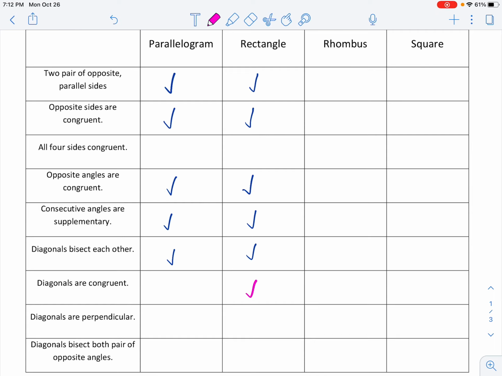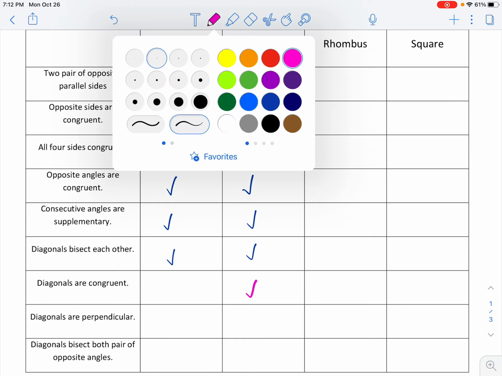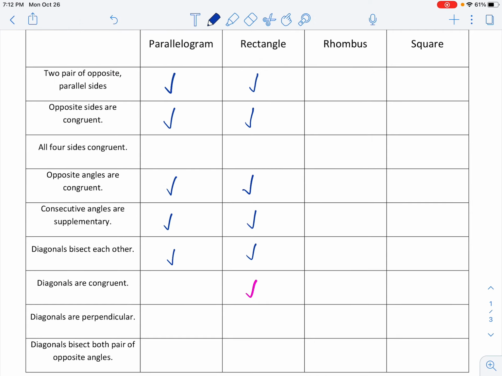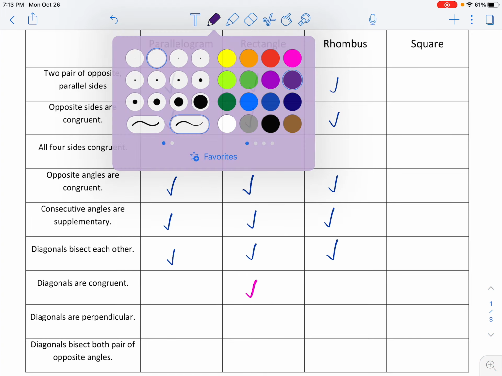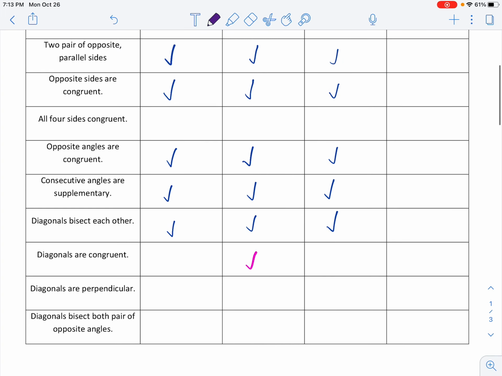Now let's look at the rhombus. We know that a rhombus is a parallelogram. So again, it should get those same 5 properties that we know all parallelograms have. Is a rhombus a rectangle? It is not. So it does not get that one pink property. Let's look at the other properties and see if a rhombus has some of those.